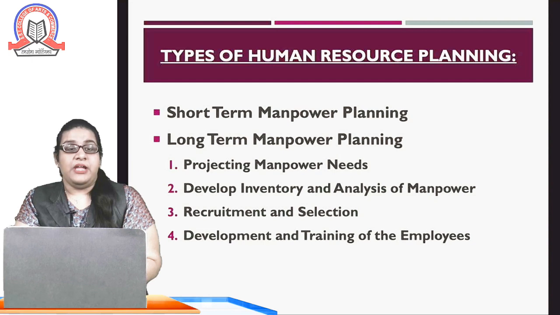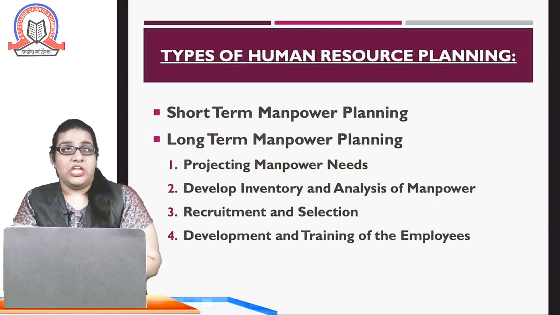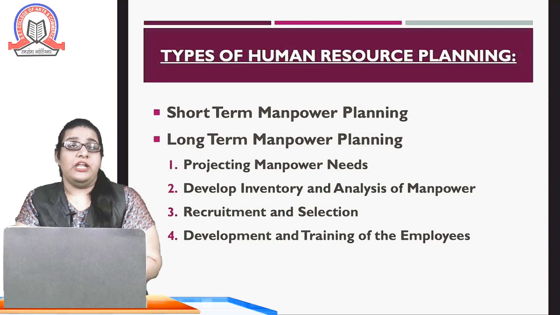Then next, develop inventory and analysis of manpower. So we have to analyze our manpower, that how many employees are there, what are their qualifications and what are their skills. So in our stock, in our inventory, how many employees are there. For example, there is no employee with technical knowledge, no employee of ours knows about the computer knowledge or the technical knowledge. So we will have to appoint the one with this technical knowledge and technical training. So we have to analyze the manpower. We need different variety of employees with different skills and capabilities.